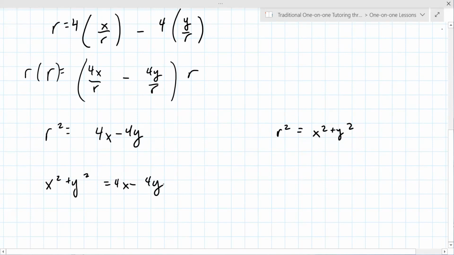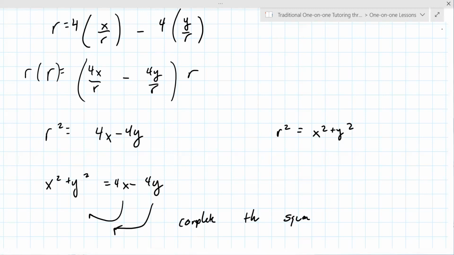And like this is done, but it's a circle. So you're supposed to move these over and then complete the square, and this is probably where I'll stop. So doable, but some work.